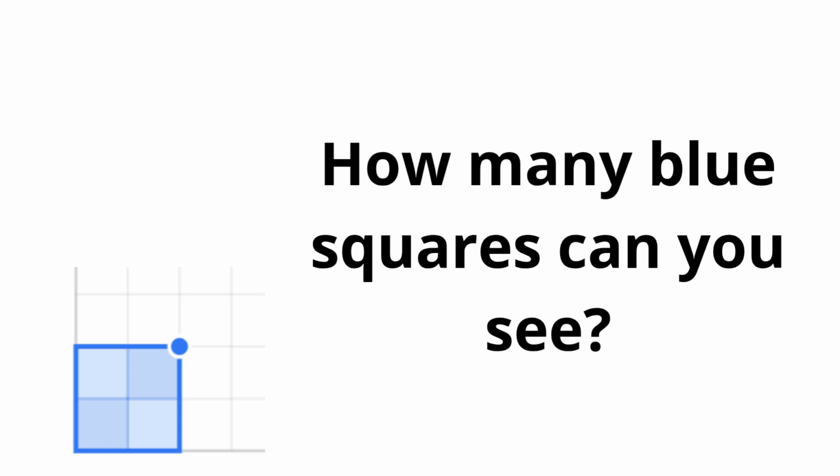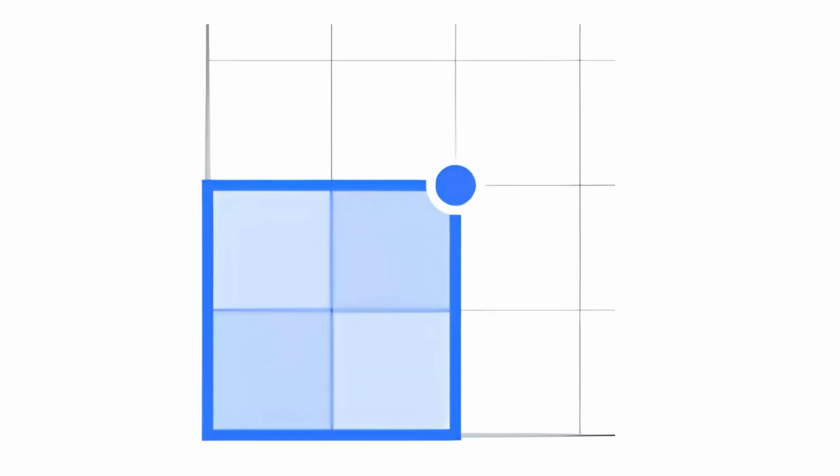First, look carefully at this image. How many blue squares can you see? Take a moment to think about it. Did you count 4? That's correct. There are 4 blue squares.